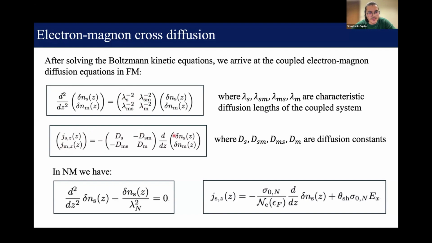And then we can also write the spin current. This is also coupled, where the ds and dm are the electron and magnon spin diffusion constants, and these are the off-diagonal diffusion constants, which come because of the coupling. In a normal metal, or non-magnetic metal, we have just electrons. So we have just the uncoupled electron continuity equations and the electron spin current. We have this additional term here because of the spin Hall effect.